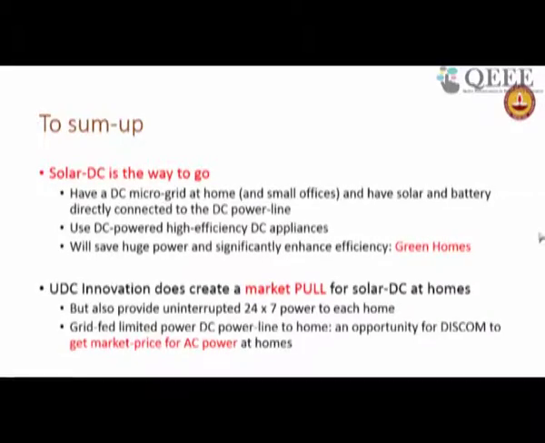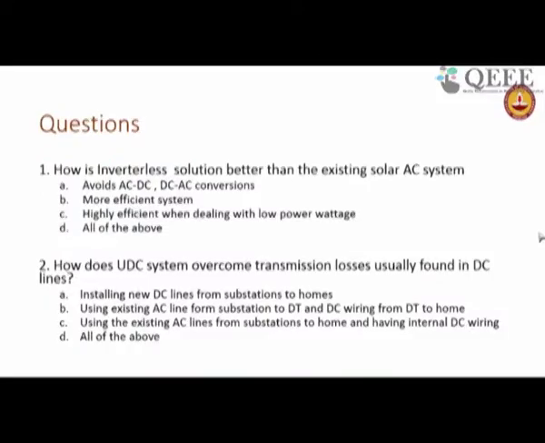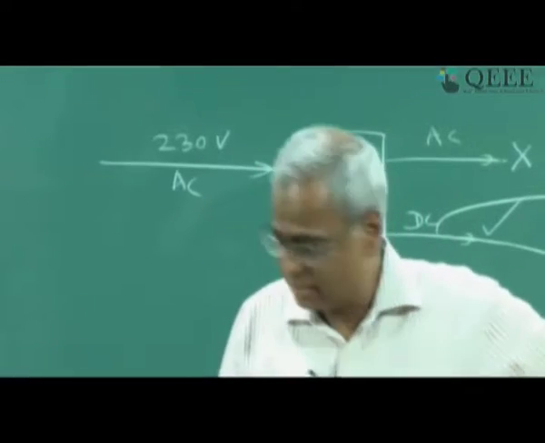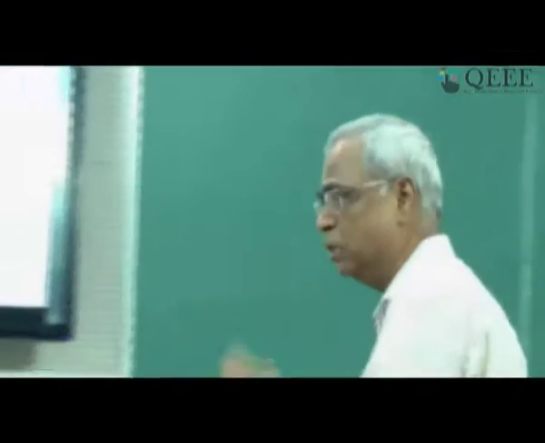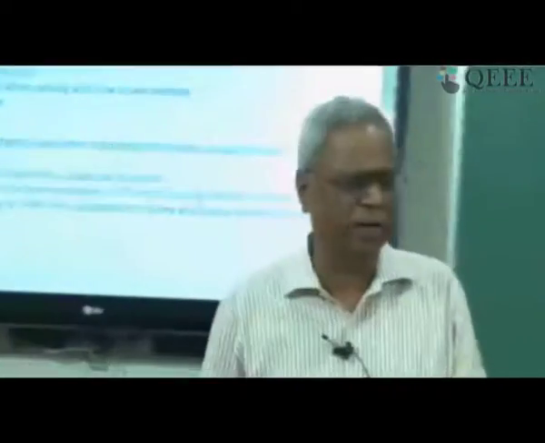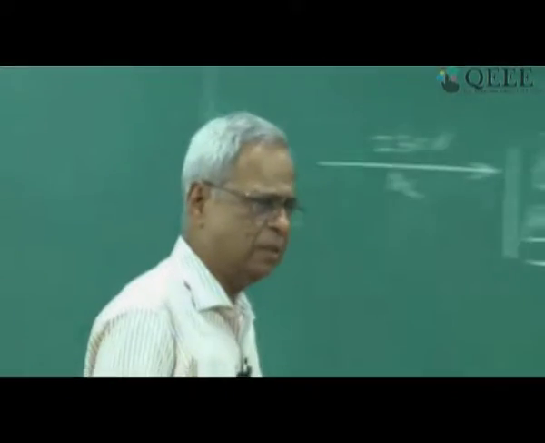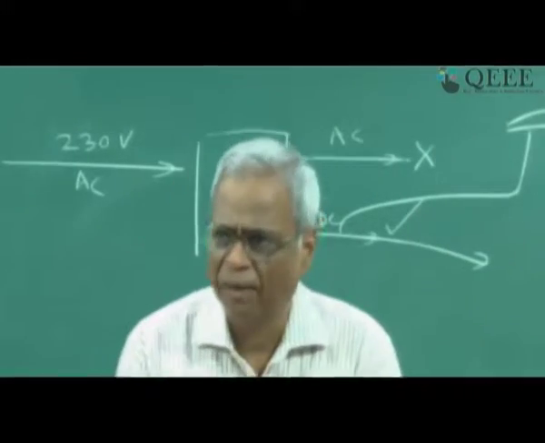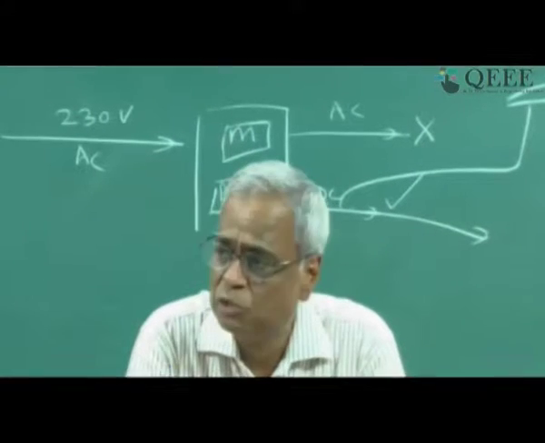A grid-fed limited power DC line at home allows a DISCOM to get market price for AC, and this is what happens. So essentially that is what I was going to do, and I pretty much have done it in 1 hour. I know it was a little fast, but I hope you have understood it, and I want to end this lecture and I want to ask you 2 questions.